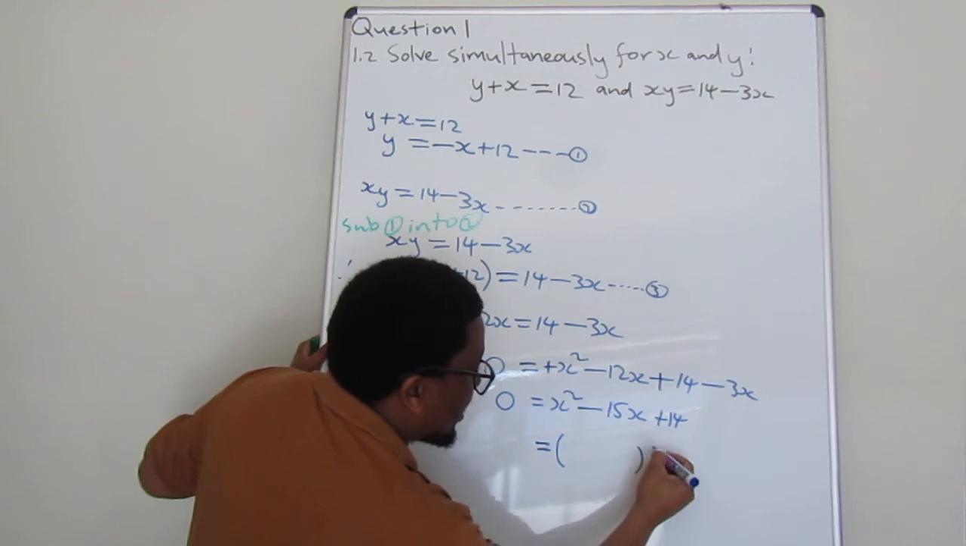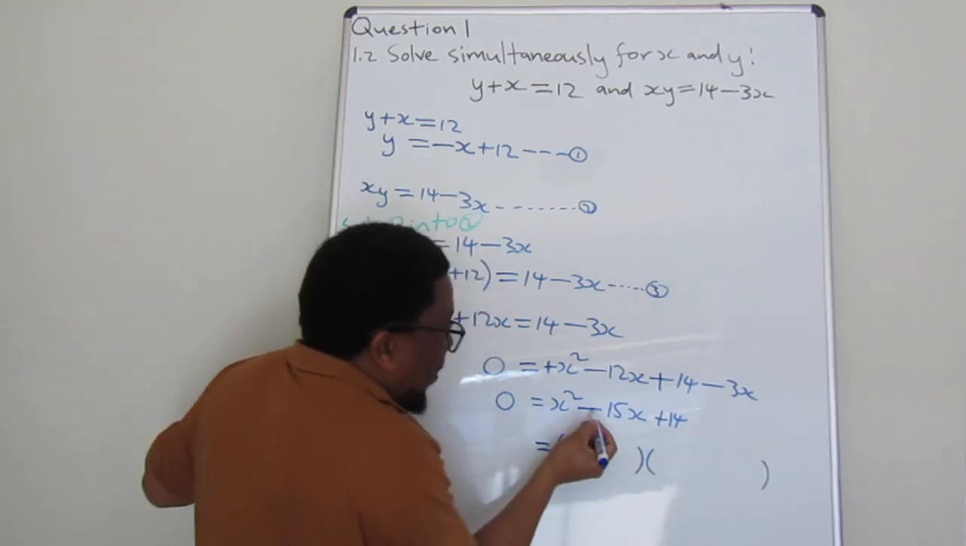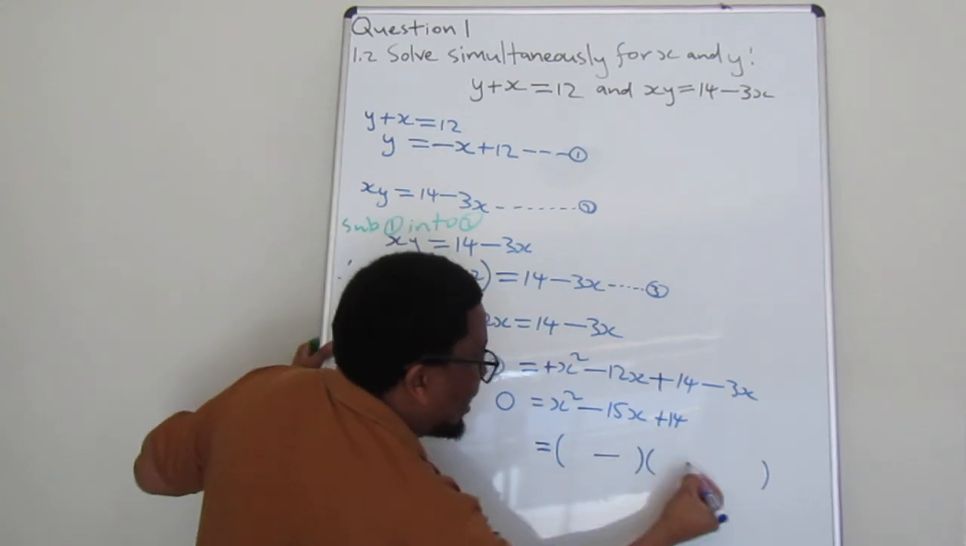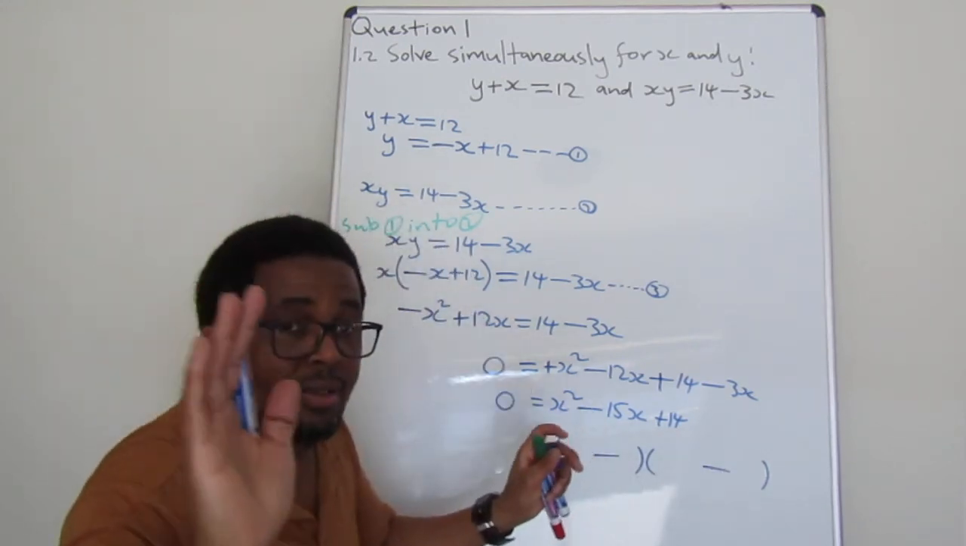Which is equal to, what did we say was the rule? If a negative is followed by positive, brackets, minus. I don't even count it.